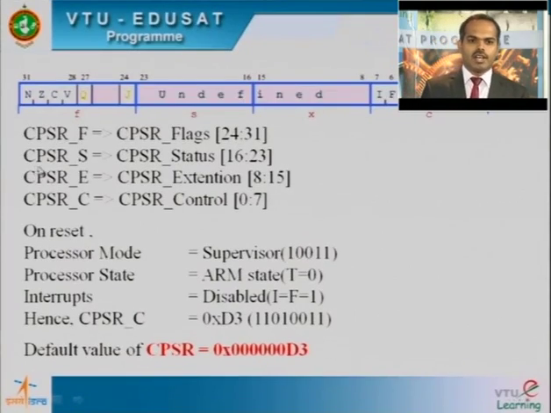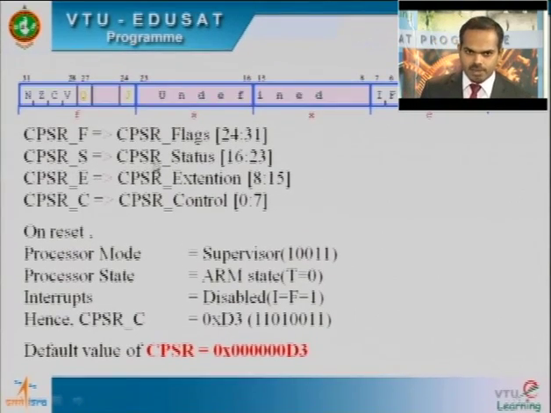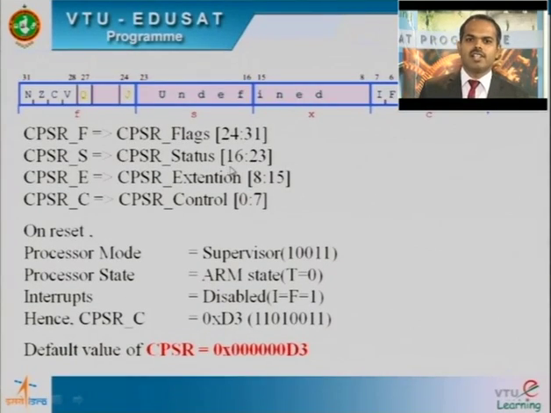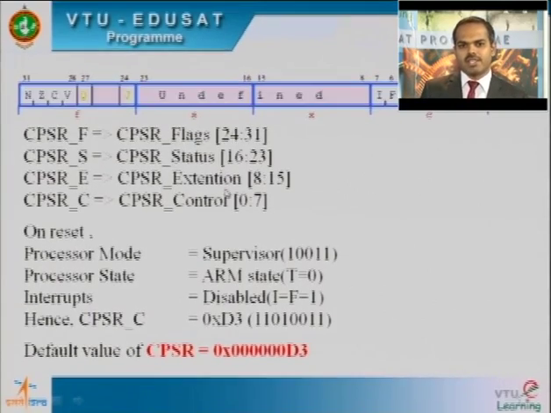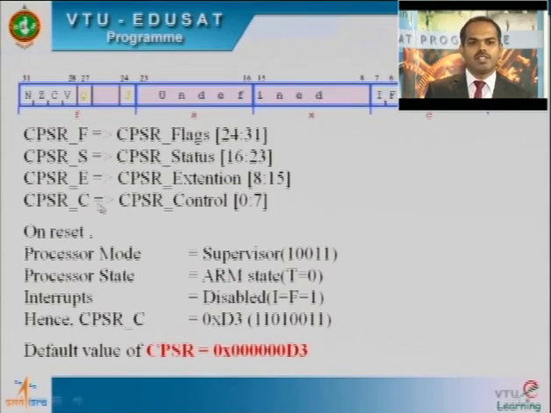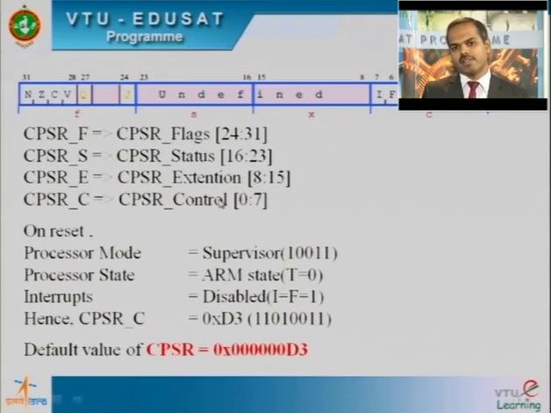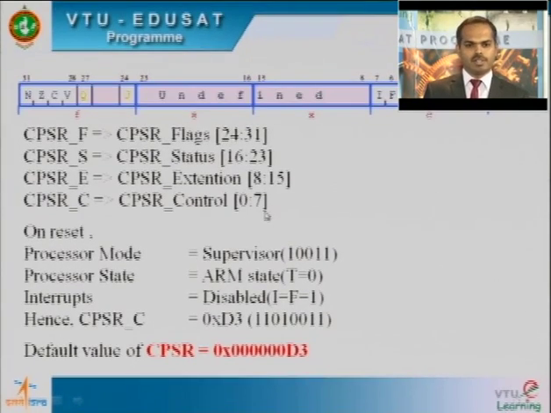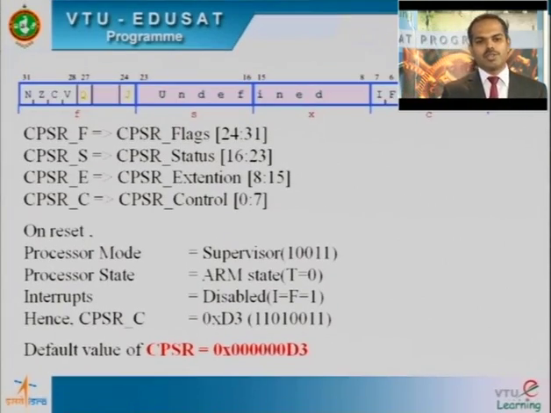Then we have CPSR_S. CPSR_S stands for CPSR status. These are status flags, that is bit 16 to bit 23. CPSR_E stands for extension flags, that is from bit 8 to bit 15. CPSR_C stands for CPSR control. CPSR_C stands for control flags, that is from bit 0 to the 7th bit of the CPSR register.